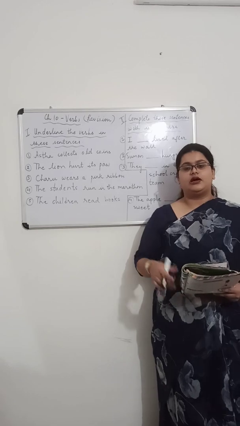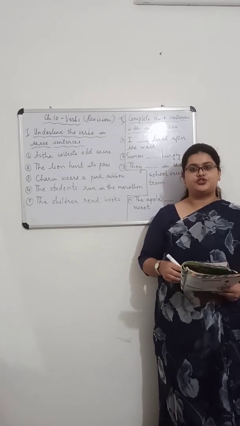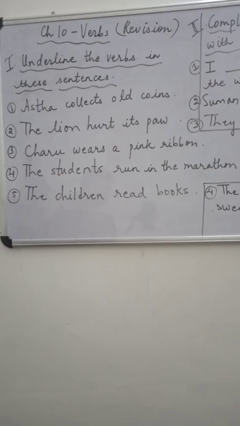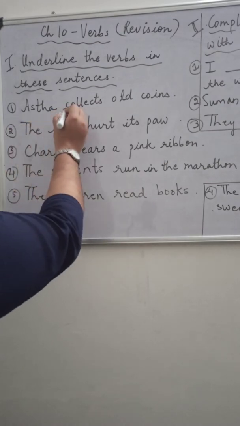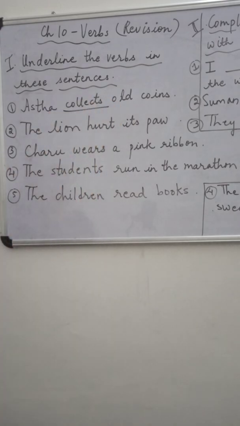Okay. Now let us do some of the exercises of this chapter on the board. First one. Underline the verbs in these sentences. So we have to identify the verbs in the given sentences. So see the first sentence. Astha collects old coins. So in this sentence, what action is Astha doing? Collects. So collects will be the verb. So you will underline collects. Second, the lion hurt its paw. So what is the verb in this sentence? Hurt.